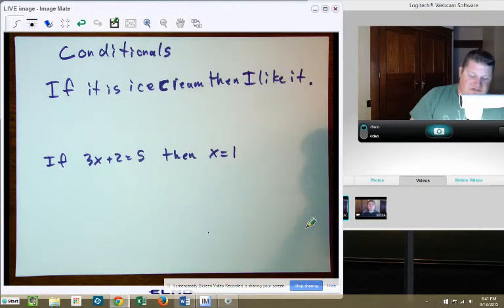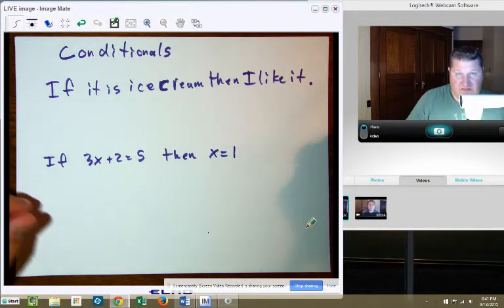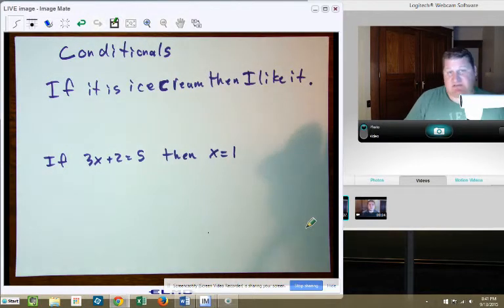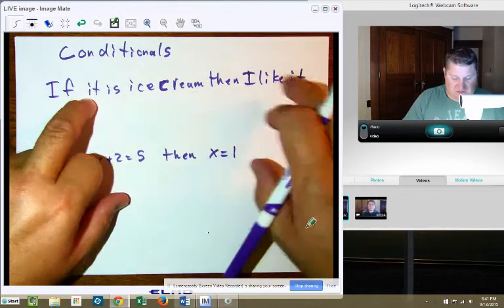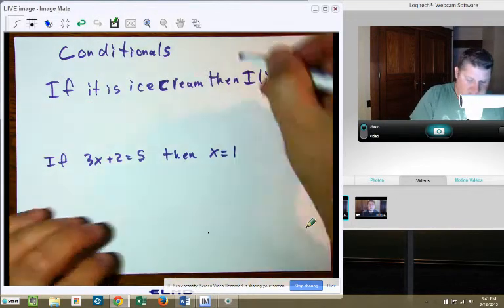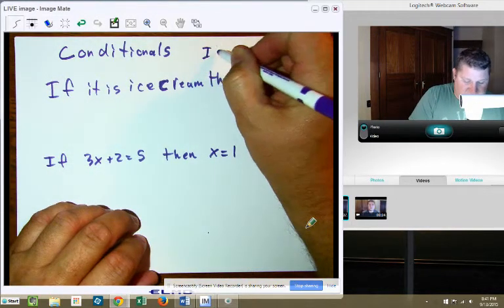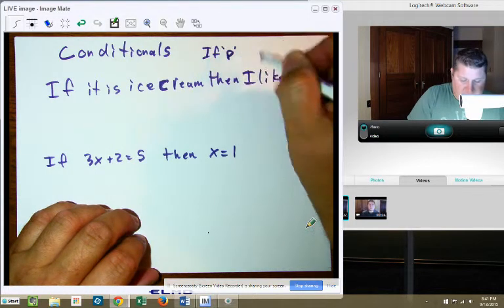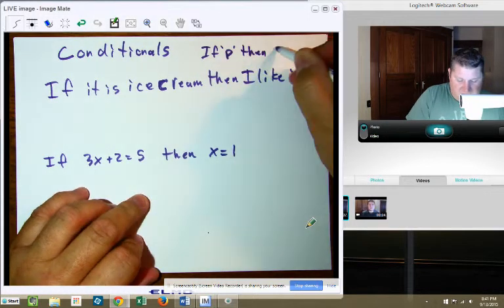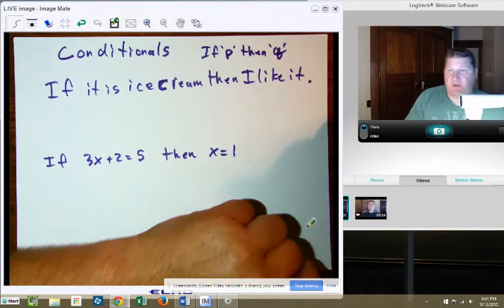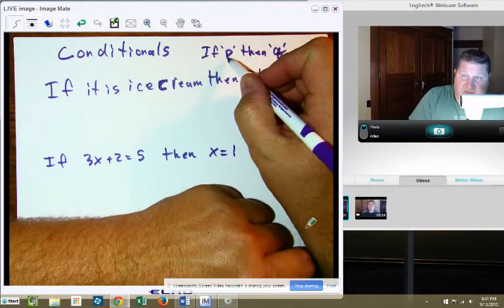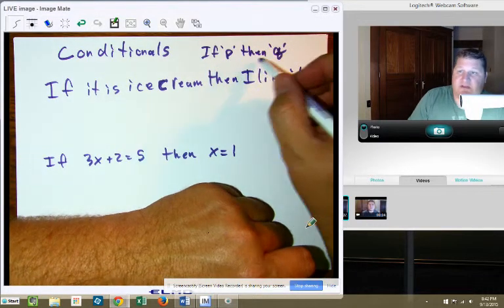Okay, ladies and gentlemen, let's talk about conditional statements. Conditional statements are also known as if-then statements. The reason they're known as if-then statements is whether they say if-then or whether those if-thens are implied. What you're doing is connecting two statements. Normally it's in this phrase of if P, then Q. And what this implies is if P is true, then Q is true.